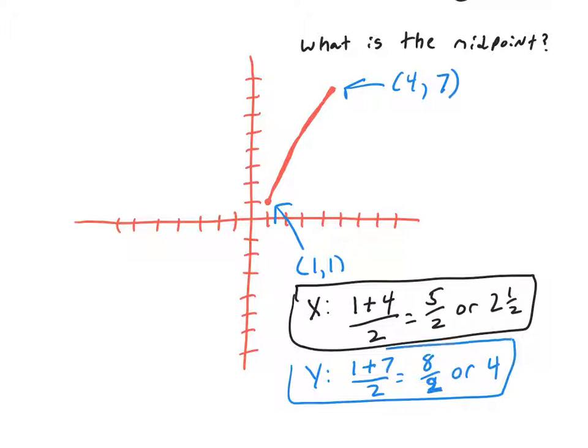So the midpoint is when x is 2.5 and y is 4. If I'm going to plot those points, all I have to do is find where x is 2.5, which is right here, and y is 4, which is right here, and where those two intersect, it's right there. So this is our midpoint.